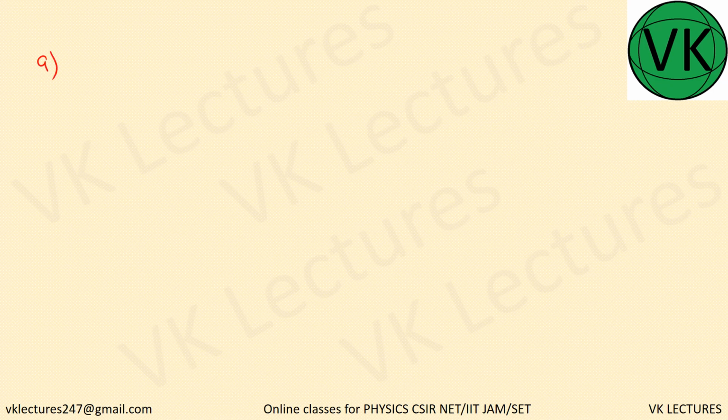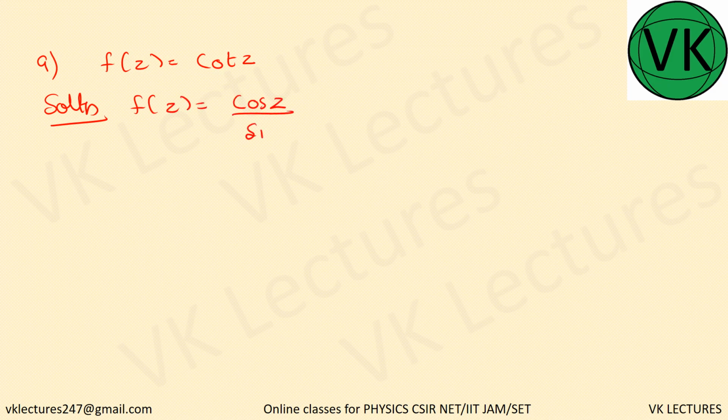Next question: f of z is equal to cot z. So we can rewrite this f of z as cos z divided by sin z. Then the denominator sin z is equal to 0, which means z is equal to n pi.